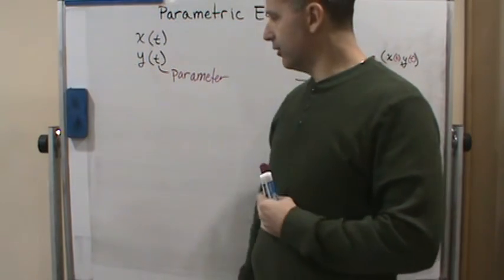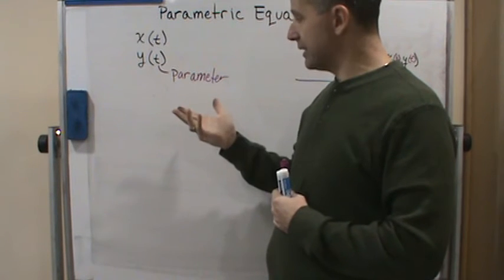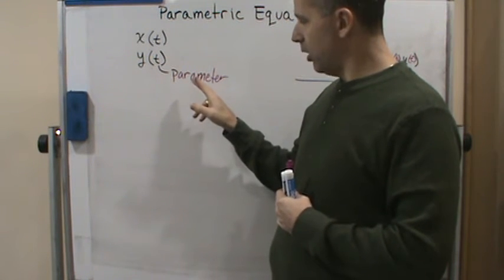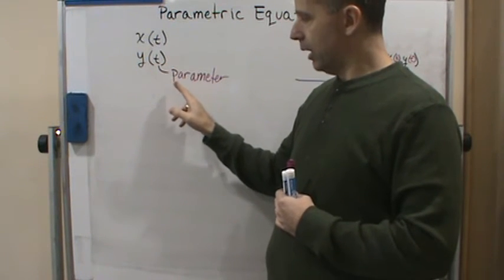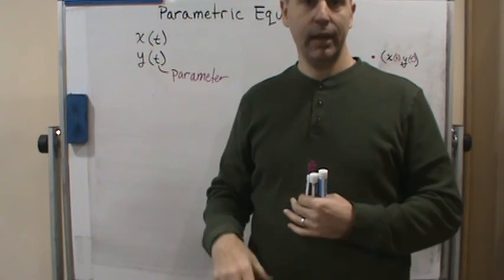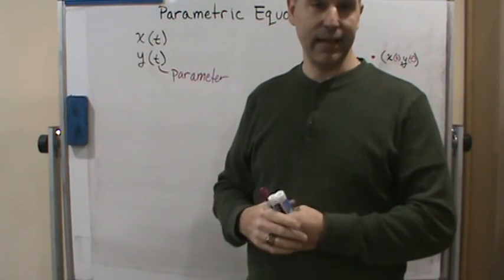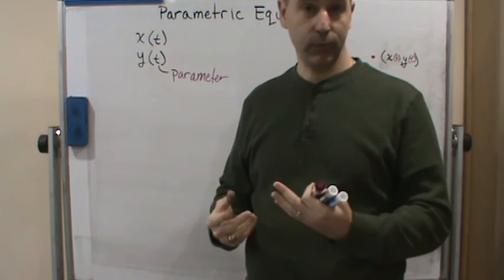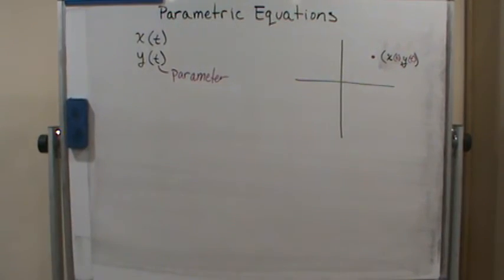And one of the reasons why we do this is that the parameterized equations give us more information than what we would normally get with just x and y, namely direction. And we'll talk more about that in the following videos.